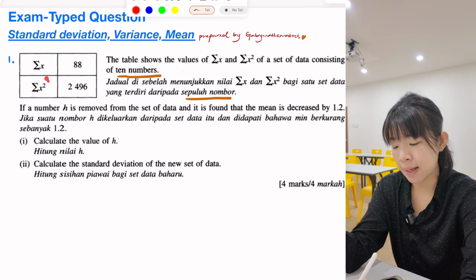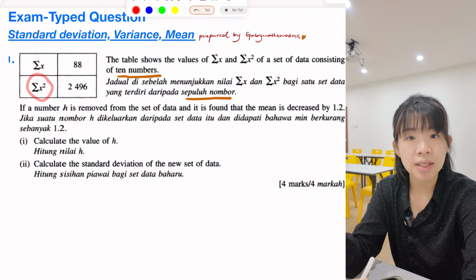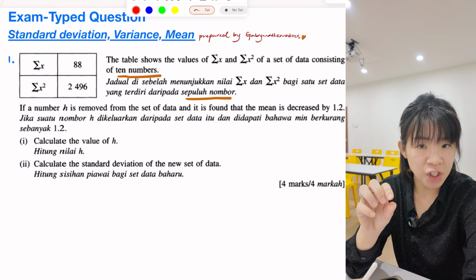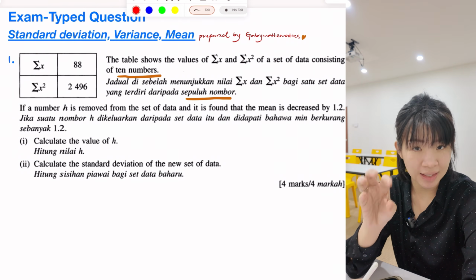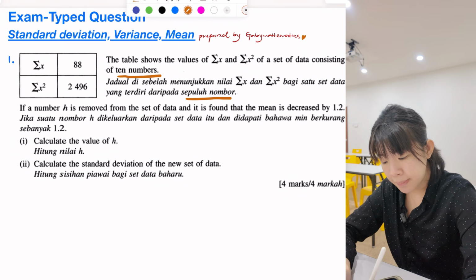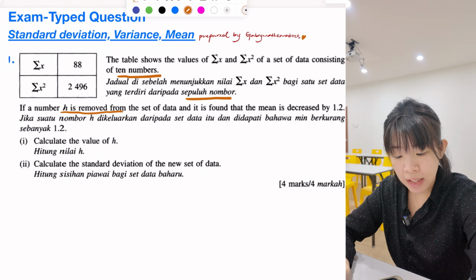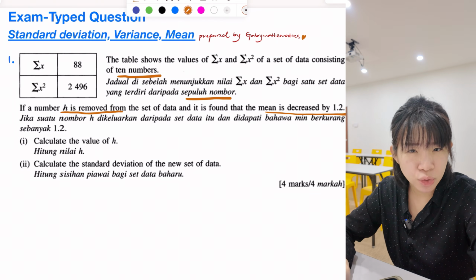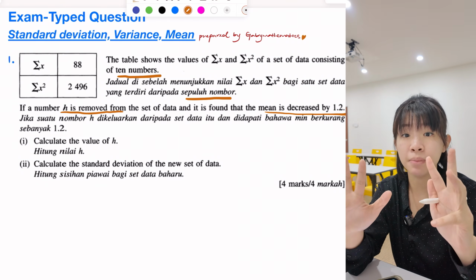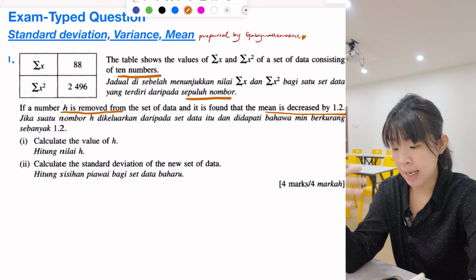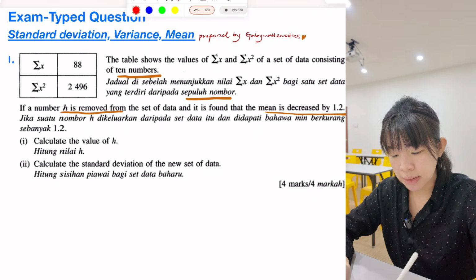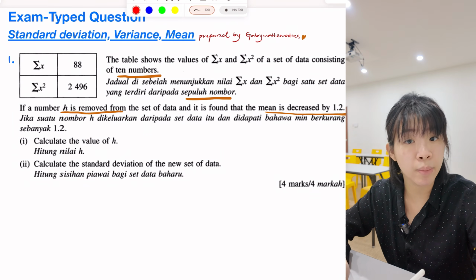What is the meaning of sum of x squared here? It means each data is squared first. We square each data, then add them together. So we get 2,496. Now they say, if a number h is removed from the set of data, it is found that the mean decreased by 1.2. Originally we have 10 numbers, but now one number is removed, leaving 9 numbers. With 9 numbers left, the mean will change. So the mean decreased by 1.2. For question 1, they ask, what is the value of h? What is the number that has been removed?